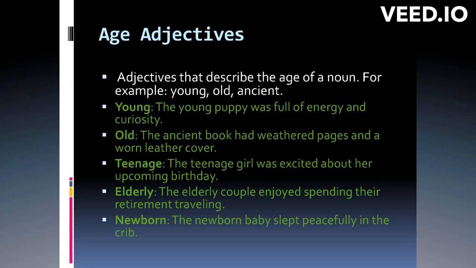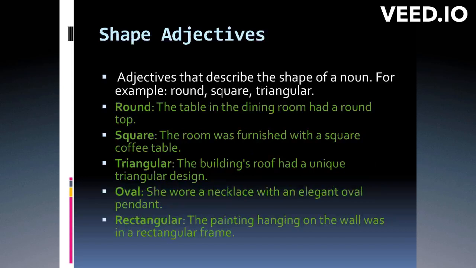Just go through this. Next one is shape adjectives. Shape adjectives talk about the shape of the noun, whether it is round, square, or triangular. So how do we use these adjectives in our sentence? For example, round. The table in the dining room had a round top. When you say this, we can imagine that the table is round in shape, a circle. The top of the table is round. In this way, you can give clear information, a clear description about the noun. That is shape adjectives. A few examples are square, triangular, oval, rectangular. So go through these examples.